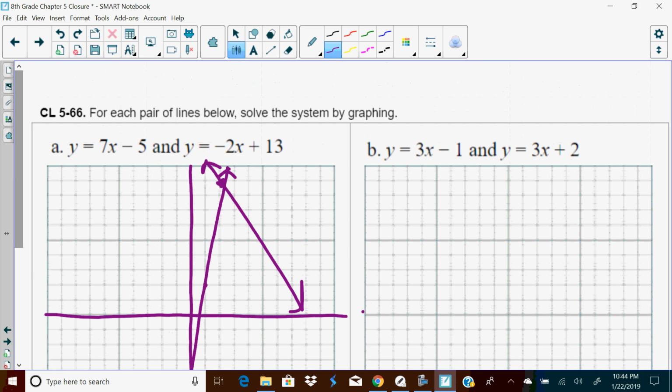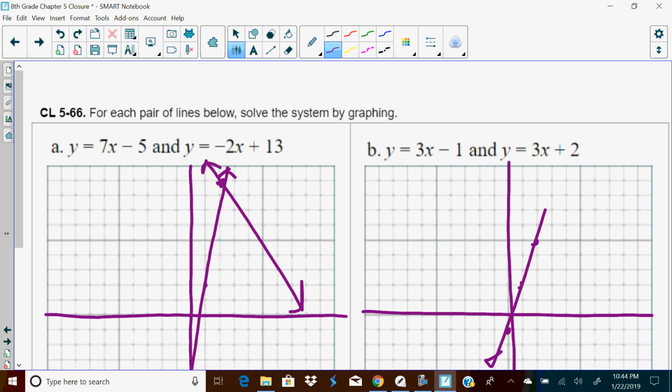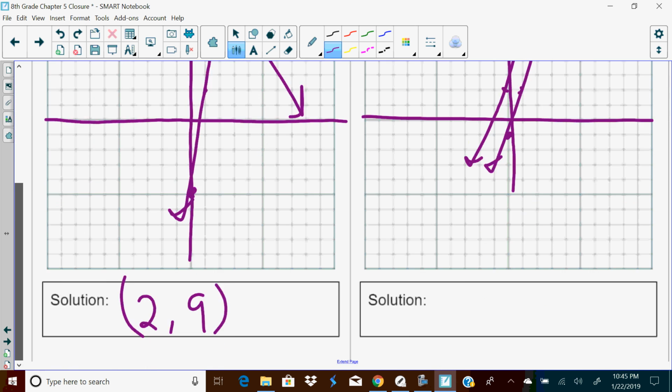I do the same thing for these ones. My first graph is going to start at -1 and go up 3 over 1. My second one starts at, off a little bit, positive 2. So they're actually parallel lines, which means there's no solution.